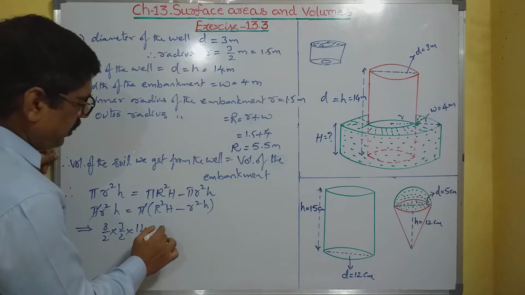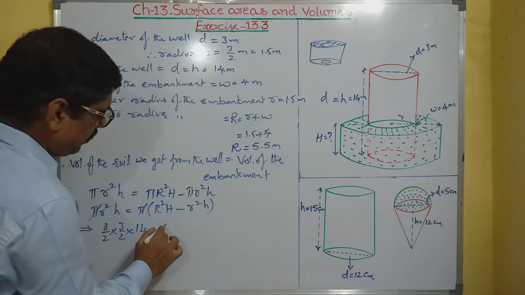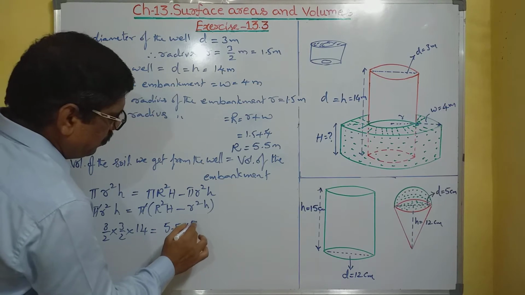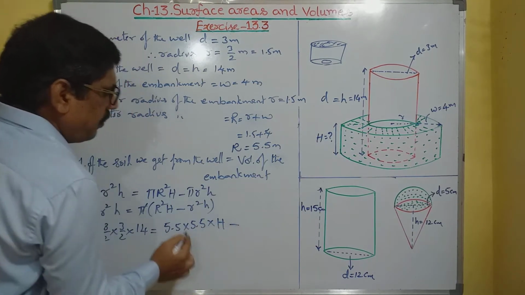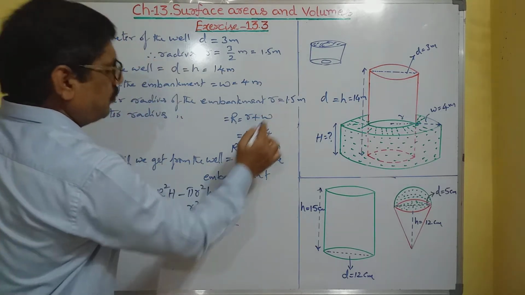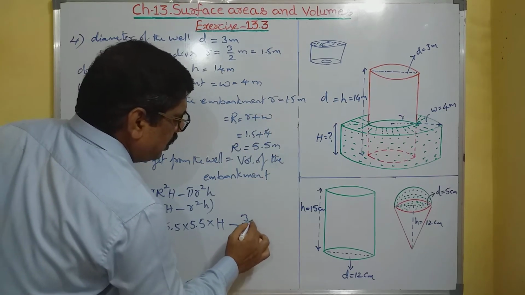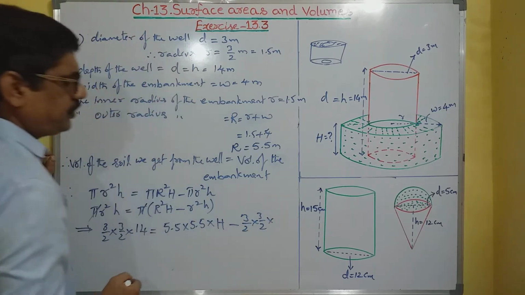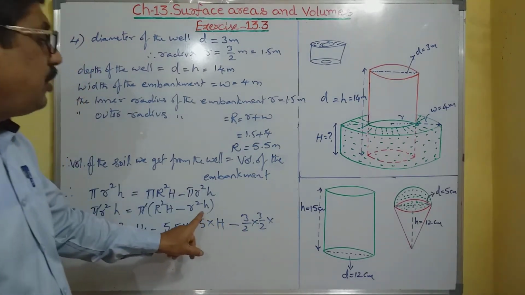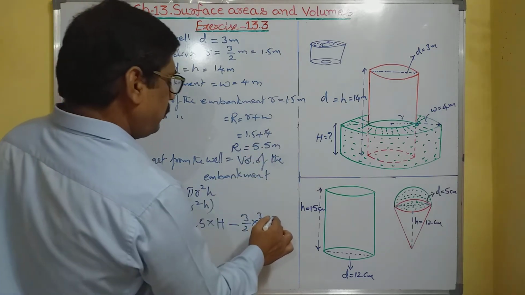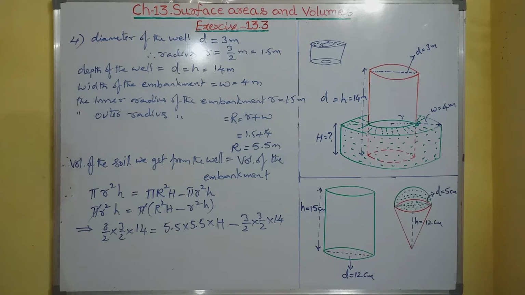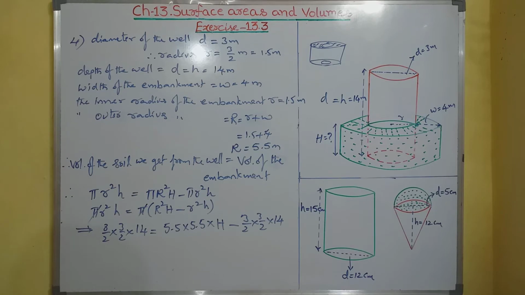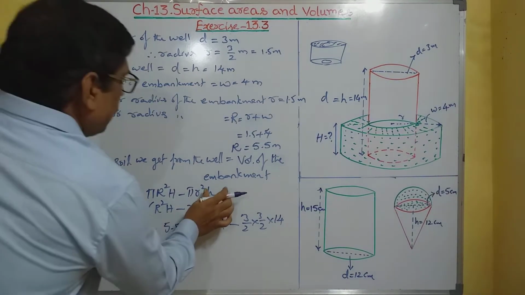So capital R square h, capital R is 5.5. 5.5 into 5.5 into capital H, that we don't know, we need to find it, minus small r square, that is 1.5. 1.5 means, let us take it in the fractional form, 3 by 2. 3 by 2 into 3 by 2. And small h is 14. Sorry, here also capital H.